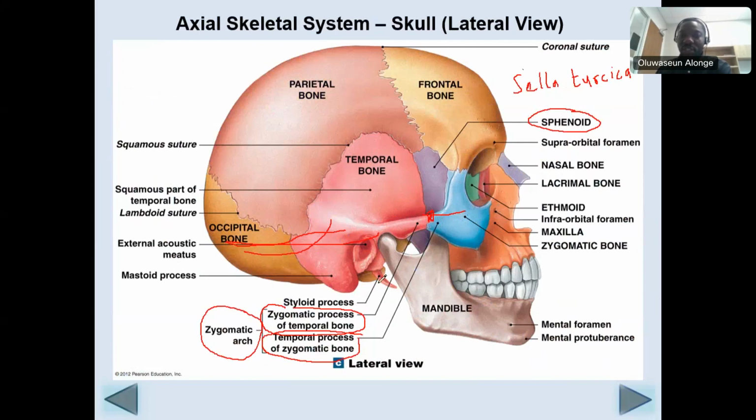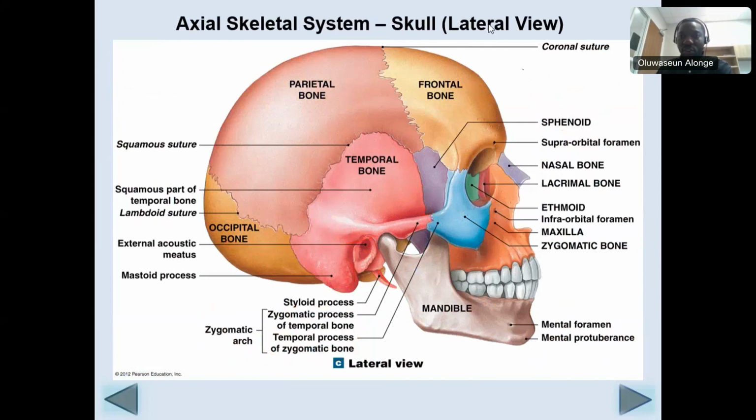We have the styloid process here. We have the mastoid process here. You see, processes are projections. This is a projection, the styloid process. This is another projection, a larger projection, the mastoid process.